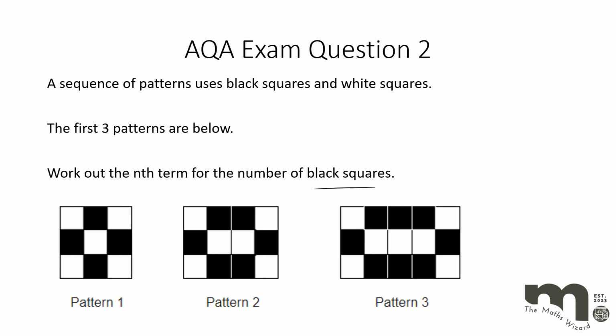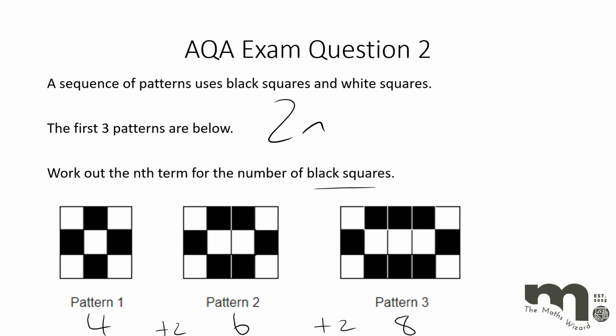Okay, let's have a little look at this then. If you look in pattern 1, we've got 4 boxes there. Then we've got 6 in pattern 2. Then we've got 8 in pattern 3. So the difference between the number of black tiles in each pattern is 2. So this means our sequence has got to start with 2n.